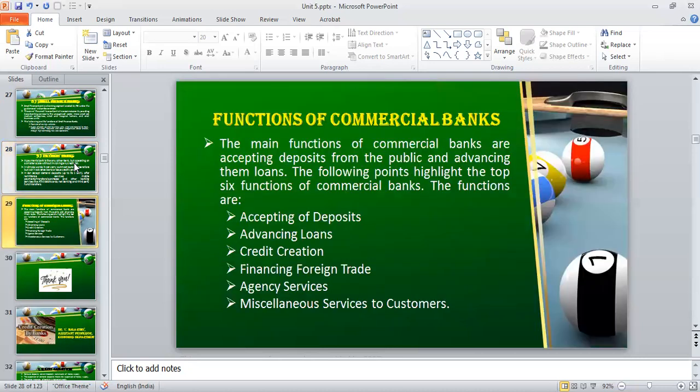And finally, we are going to discuss the functions of commercial bank. So the main functions of commercial bank are accepting deposits, advancing loans, credit creation, financing foreign trade, agency services, and some other services to the customer.